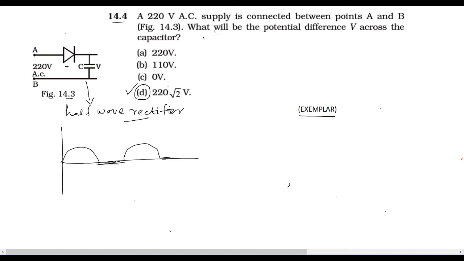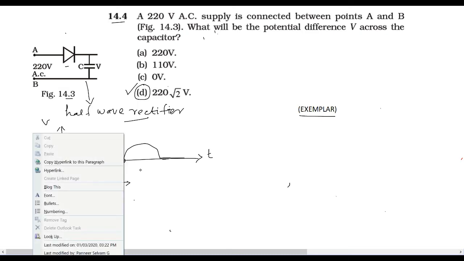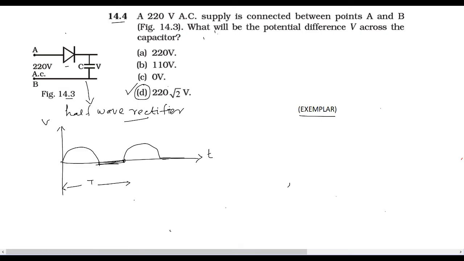The diagram would be very rough because it's a hand drawn diagram. So this is one time period of the input wave. In the first half there is output, in the second half of the input cycle there is no output. It goes like this. This is the output waveform.